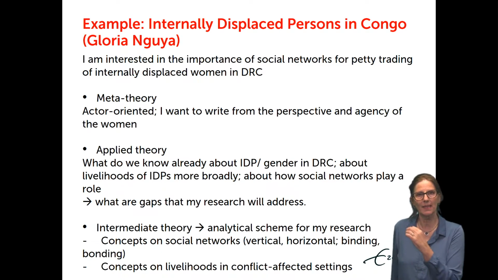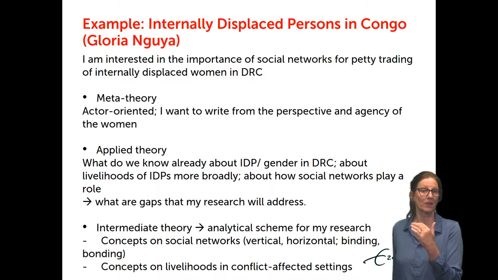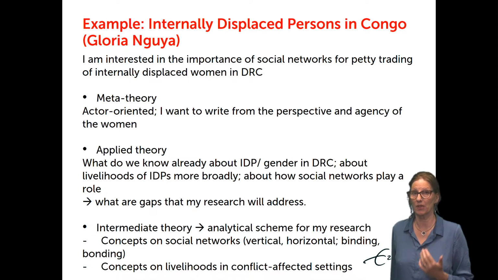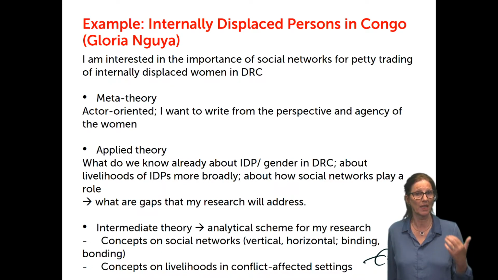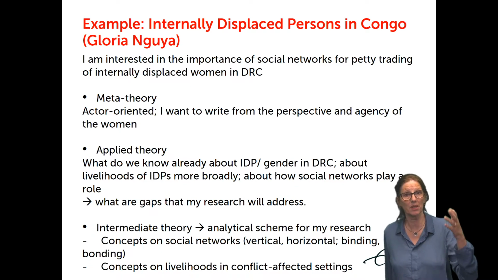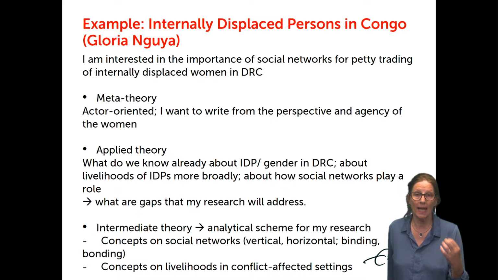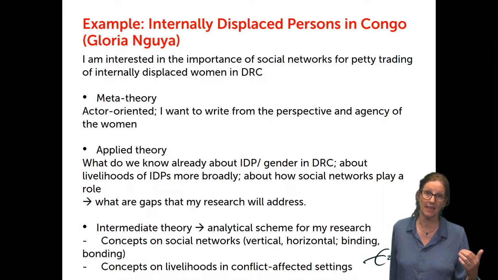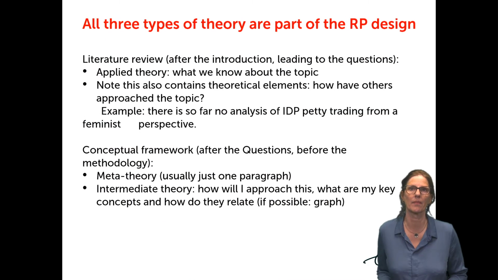In her case, her intermediate theory is what gives her the analytical scheme for her research. These are concepts on social networks that may or may not have been developed in relation to IDPs in Congo, such as vertical or horizontal networks, whether they're binding or bonding. It's general theory on social networks. And she also wants to use general theory on livelihoods in conflict-affected settings. How do we define livelihoods and how can we study them?